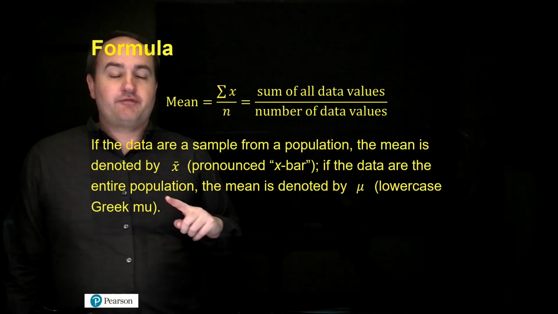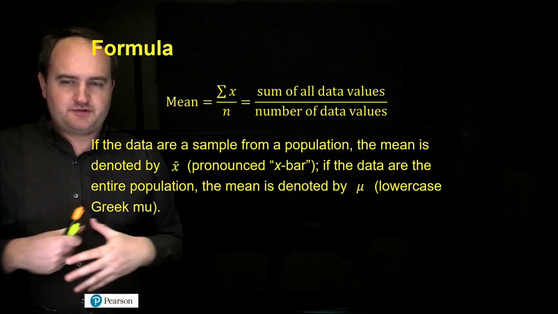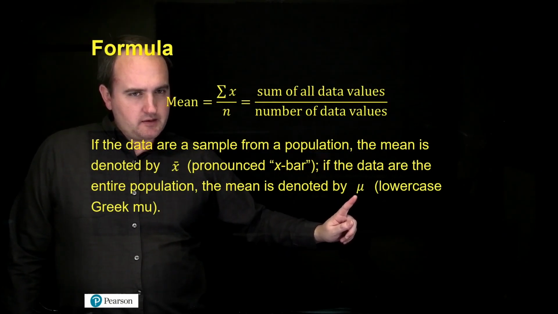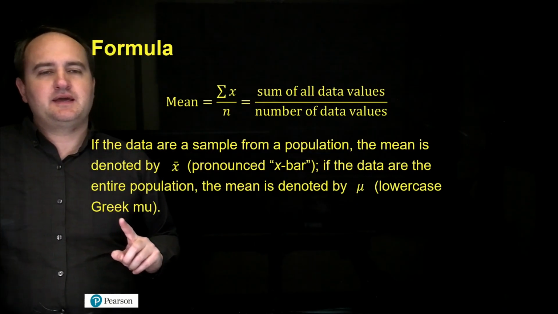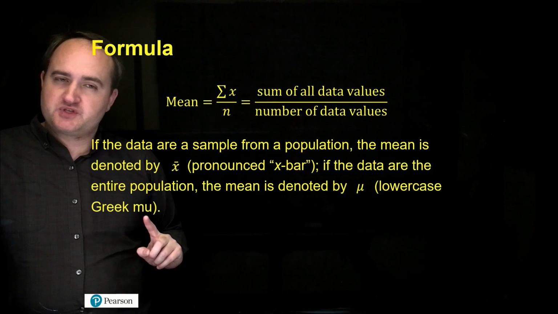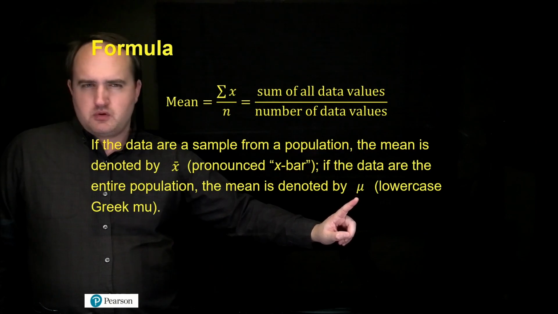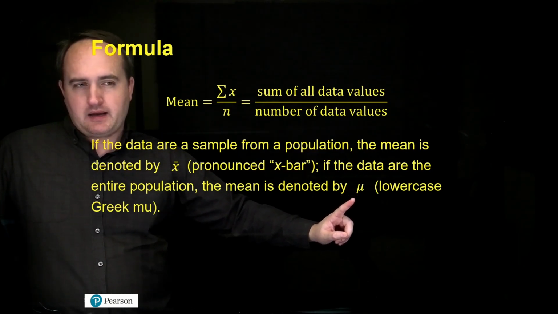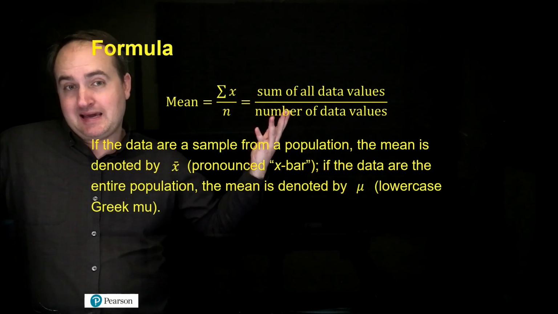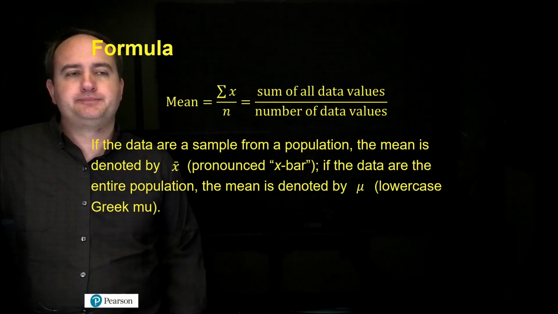And then if the data are for the entire population, if you somehow have gathered all the data values for your entire population, then the mean would be denoted by this Greek letter here, which is called the lowercase Greek letter mu. Some people say mu, other people say mu. I've heard both. It kind of looks like a U, and also a little bit like a Y. Some people, the way they write it, it also looks like an M, which kind of makes sense with the name mu. It starts with M.